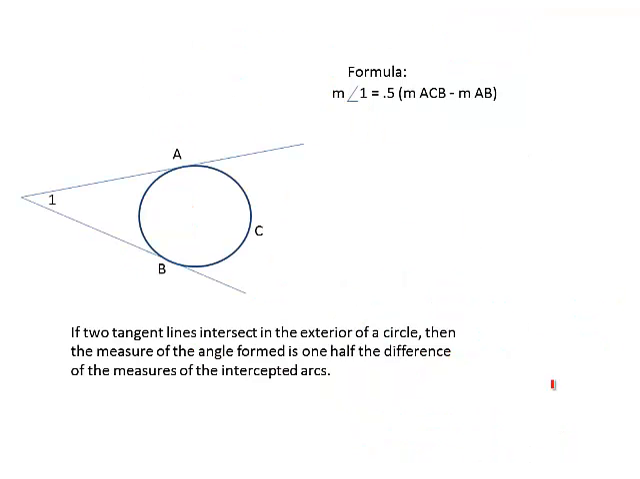Okay, next one. In this case, the only difference is now you have, instead of a tangent and a secant, two tangents. So if two tangent lines intersect in the exterior of a circle, then the measure of the angle formed is 1/2 the difference of the measures of the intercepted arcs. So again, the same exact formula: outer minus inner times 1/2.